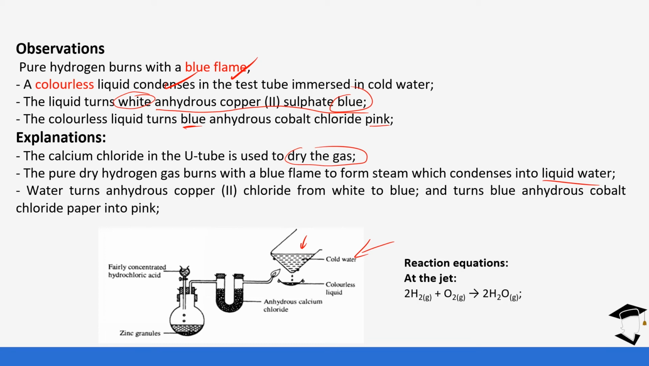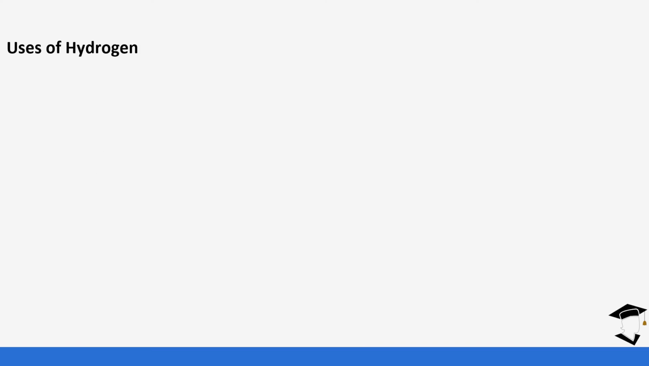If we look at the equation for the reaction at the jet, we discussed this before when we were discussing the reducing property of hydrogen. The hydrogen will react with oxygen to form water, which is in gaseous state, that is cooled down to form liquid water. So this goes to the uses of hydrogen, or some of the applications of hydrogen, which will finally conclude this topic for us.